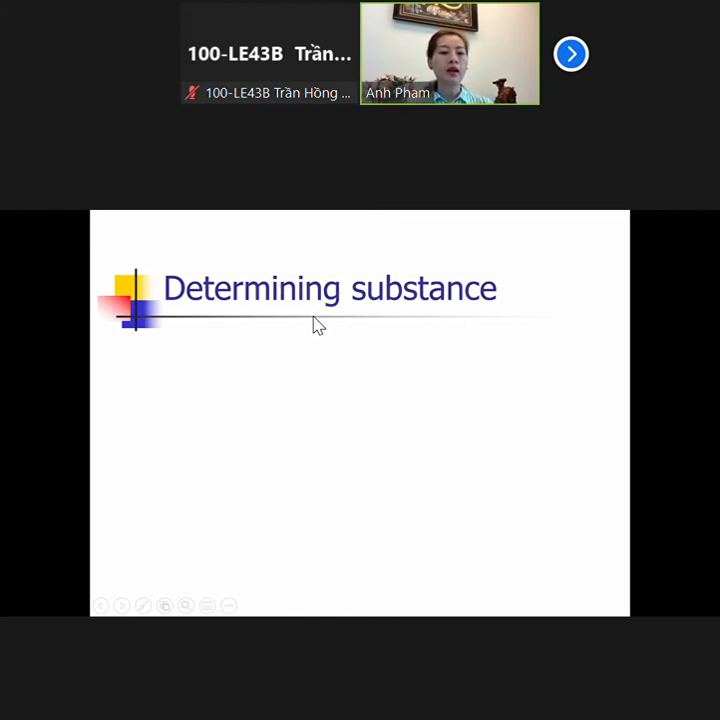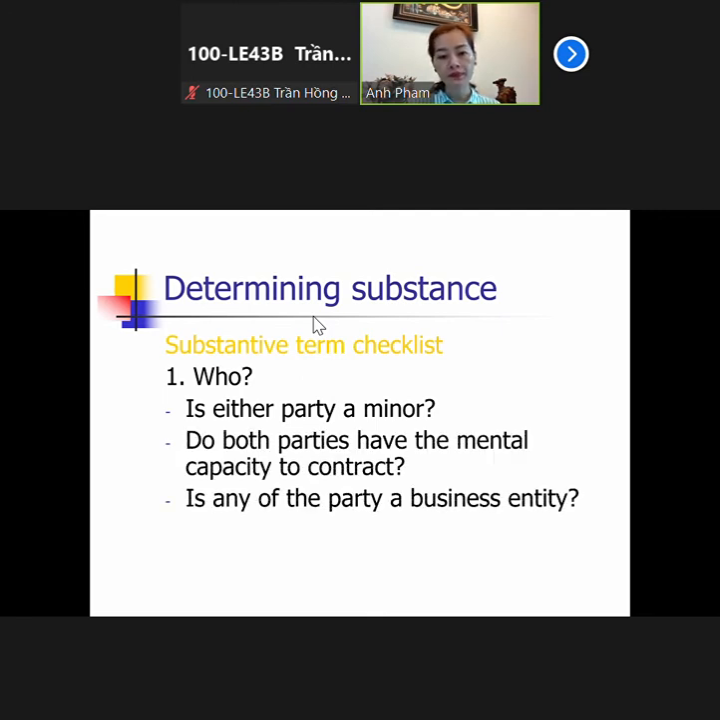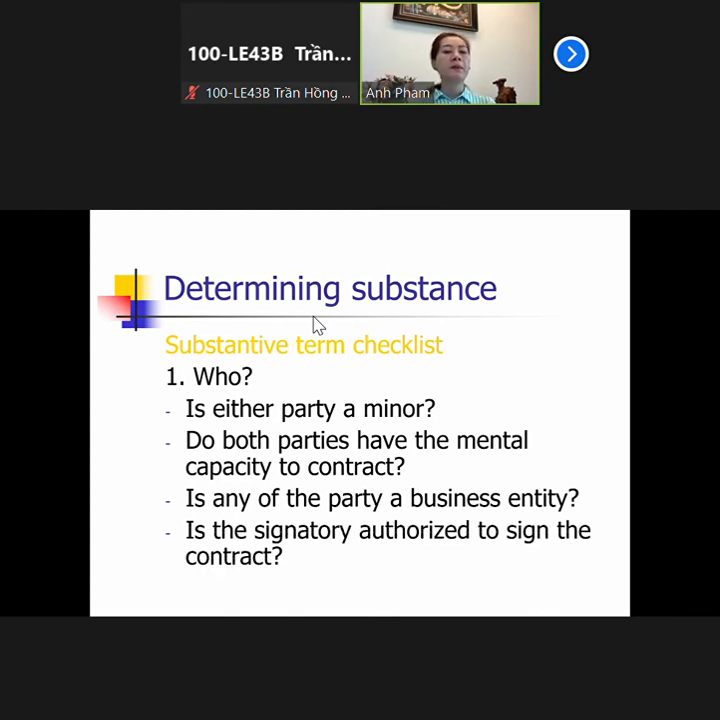Now, here is the section that helps you to determine the substance of the contract. This is the checklist. Just like when you write an article, a piece of paper, you should think who, what, when, how, and sometimes why. Just pose WH questions in order to make sure that you cover everything, to make your piece of paper comprehensive. It's just the same as when you draft a contract, and you should ask the WH questions. And the first question is who?